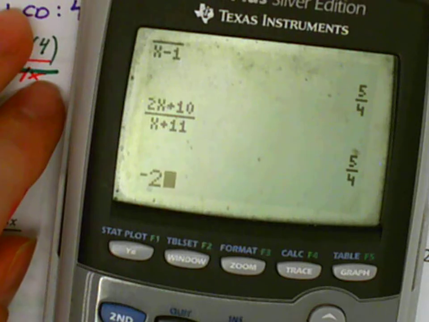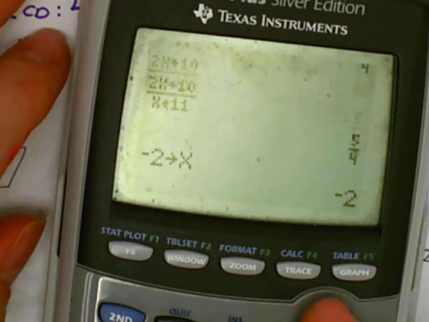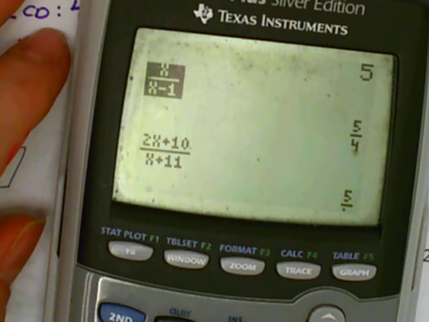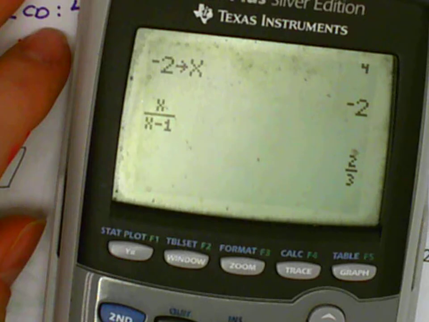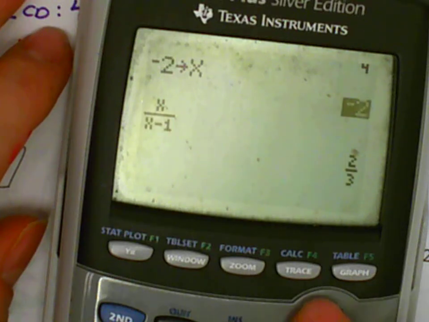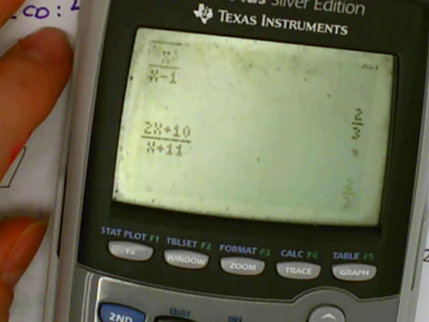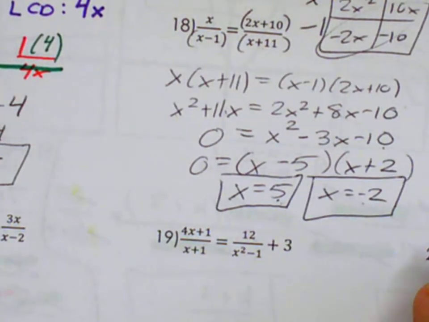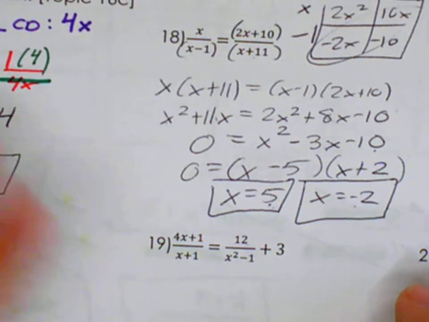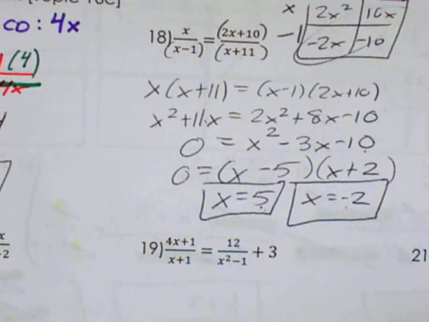Now we're going to check negative 2. So negative 2 store x, and instead of retyping, I'm just going to go up and highlight what I typed in. So there's my left side. Enter, enter, I don't have to retype. So that gives me 2/3. So let's go back to where I typed in the right side. Enter, enter. 2/3 equals 2/3. They both work. So both of them are answers. I don't have any extraneous solutions on this problem.